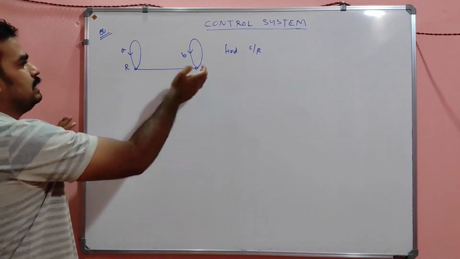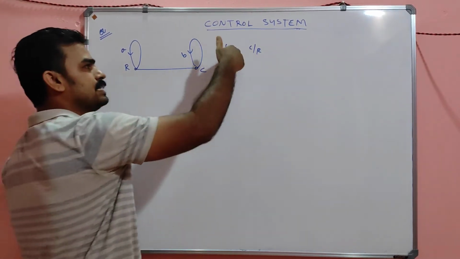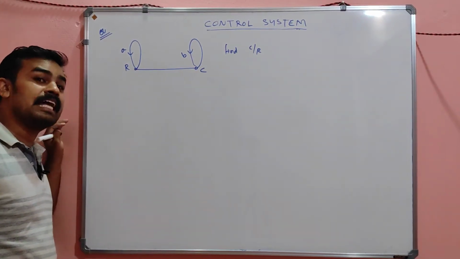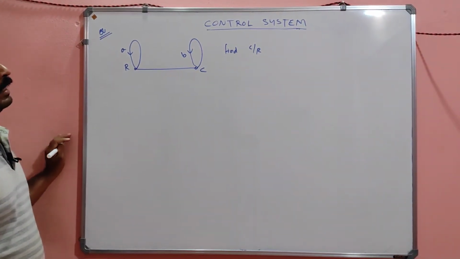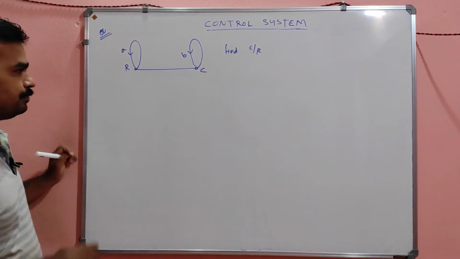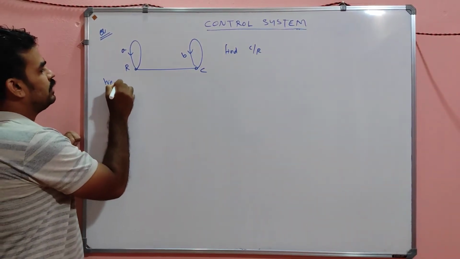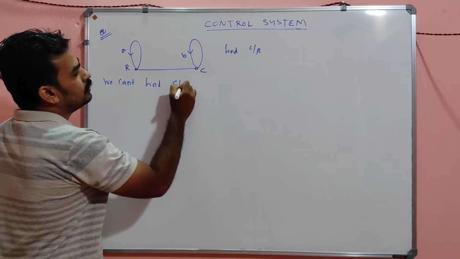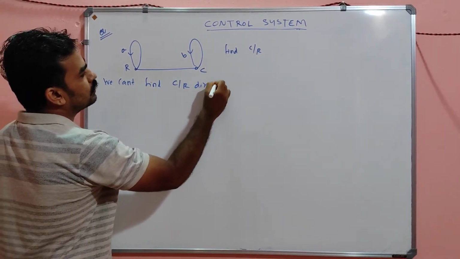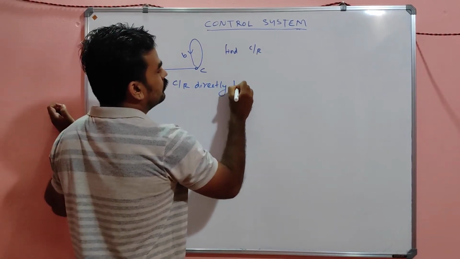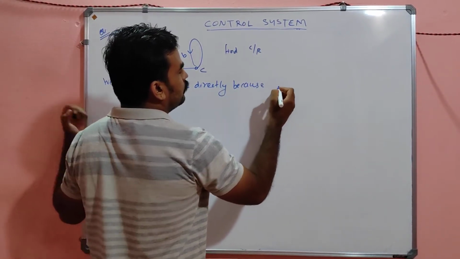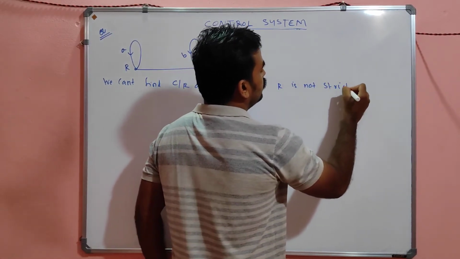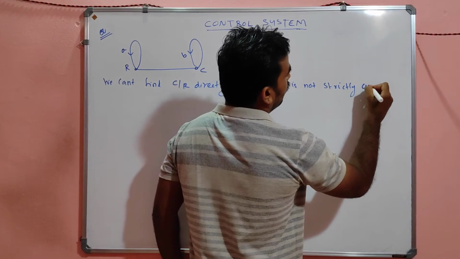We have to find the C by R ratio, correct? C means the output and R means the input. Is it possible to find C by R here directly? No. We can't find C by R directly because R is not strictly an input node.